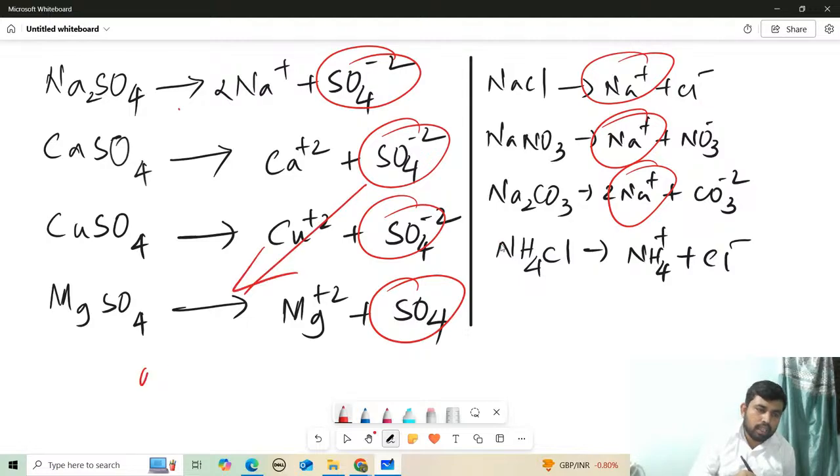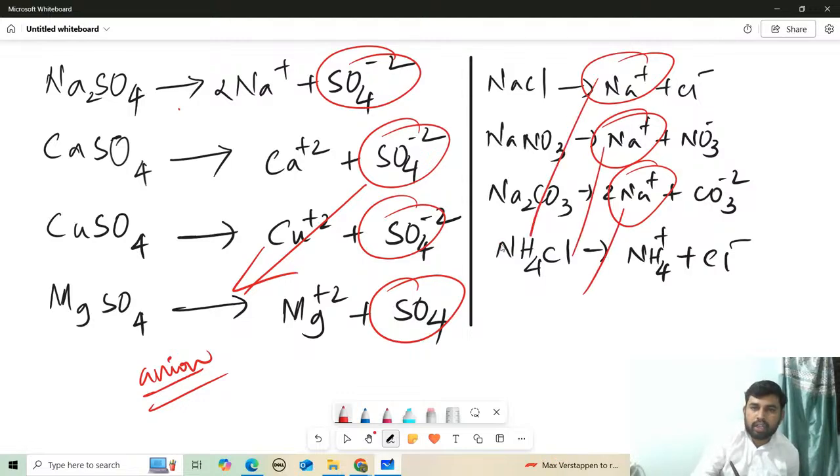In this case, anion is common. Let us call it anion only. So, what is the common answer here? We can say here cation is common. Which cation, sir? It is the Na plus cation, right? Similarly, which anion here? SO4 minus 2 ion.